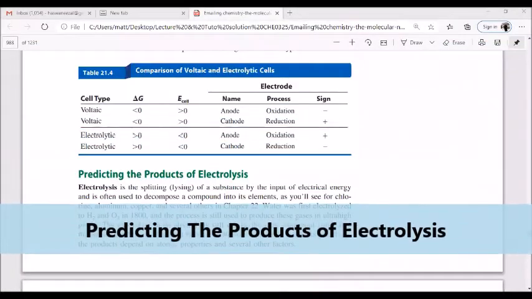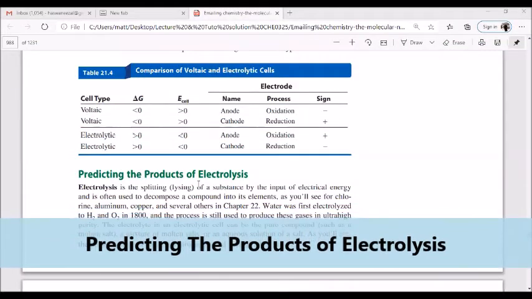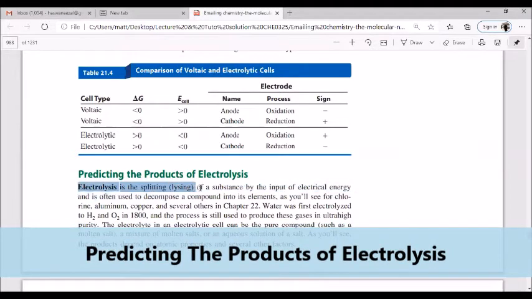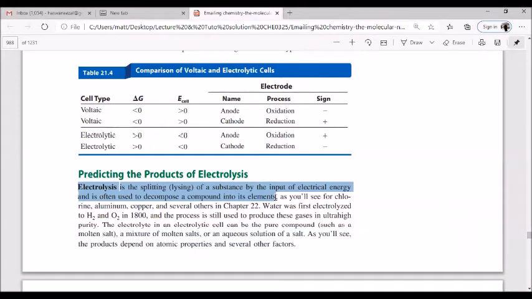Okay, now predicting the product of electrolysis. One of the applications of electrolytic cells is doing electrolysis. What is electrolysis? Electrolysis is the splitting of a substance by the input of electrical energy, and it is often used to decompose a compound into its elements. For example, electrolysis of water produces hydrogen gas and oxygen gas. From H2O, it splits into its elements, hydrogen and oxygen.